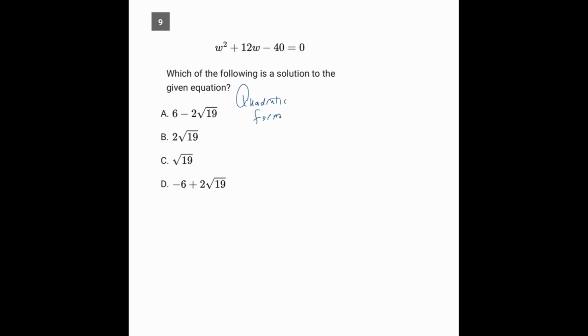And to be successful on the SAT, you need to be good at both of these methods. So for the quadratic formula, you want to know it by heart because you're not being given that formula on the formula sheet. Negative b plus or minus square root of b squared minus 4ac all over 2a. And a quadratic is in the format of ax squared plus bx plus c. So your a is 1, your b is 12, and your c is negative 40.